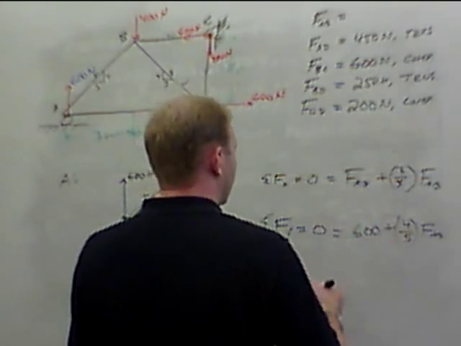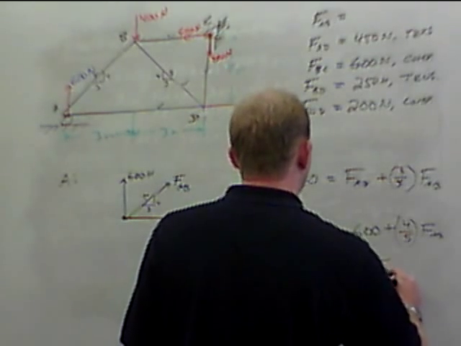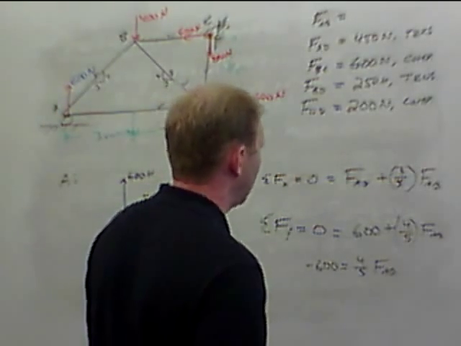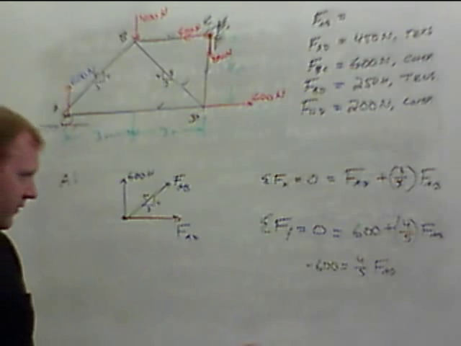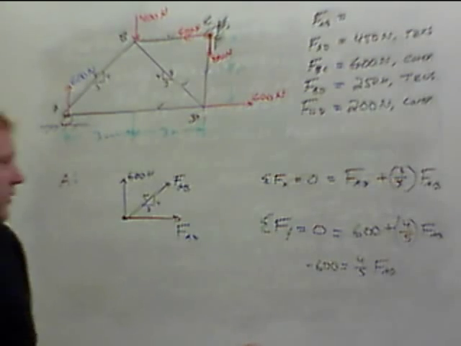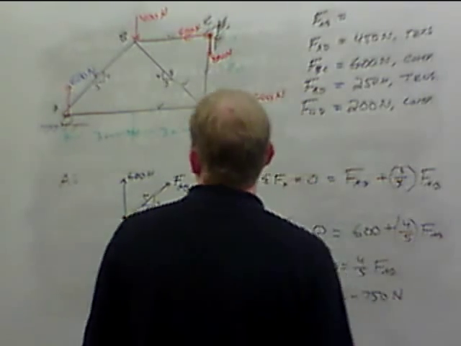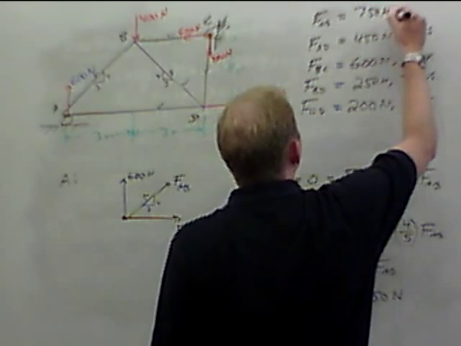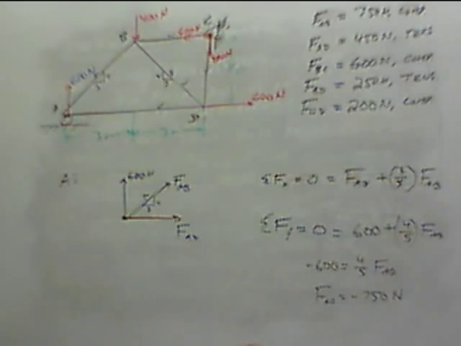I'll just do this one, so we end up with negative 600 equals 4/5 FAB, divided by 4/5. What's that, 6 times 400? Let me do this on the calculator so I'm not screwing it up. 3,000 by 4 should be 750. FAB is negative 750. So FAB is 750 newtons, oops, negative, so that's compression. All right, so that is our answer.